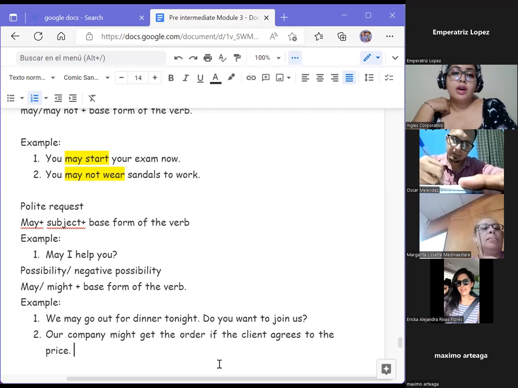And also, we may go out for dinner tonight. Do you want to join us? Vamos a ir a cenar afuera hoy. ¿Quieres unirte a nosotros? ¿Quieres ir con nosotros? So the take is formal or polite request. So in this case, we can say that they are very, very formal.